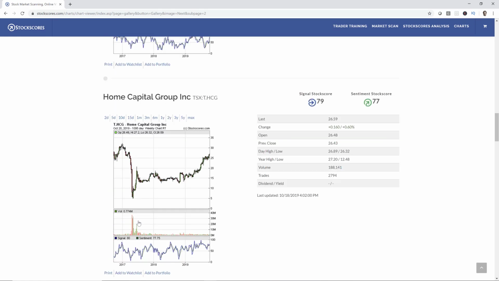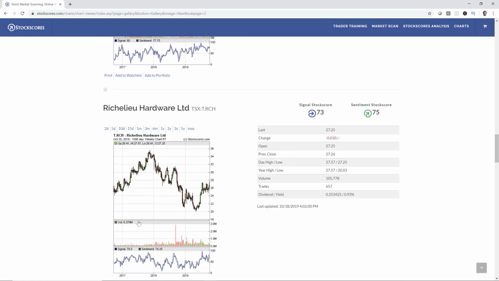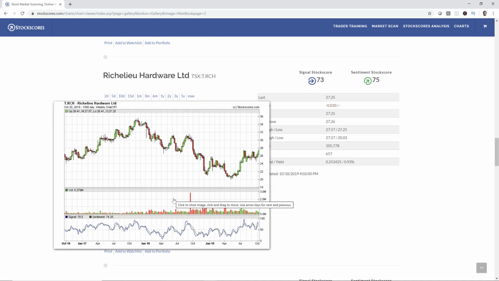So the process is pretty simple. You run the scan, it does most of the work, and then you have to check the charts for the patterns I can teach you to look for.